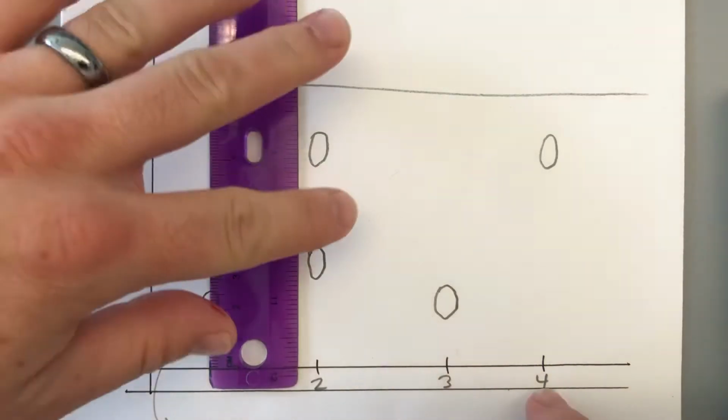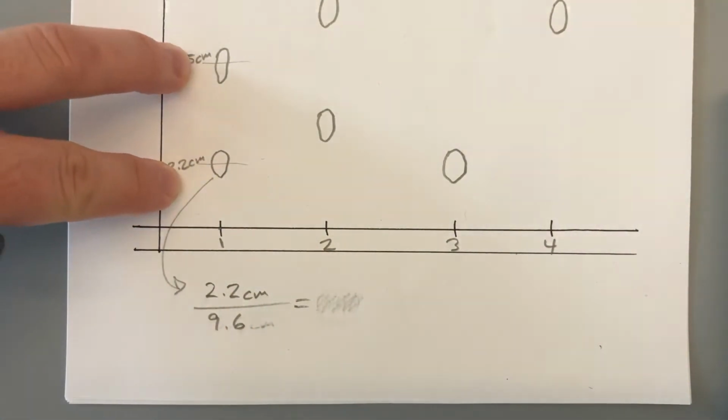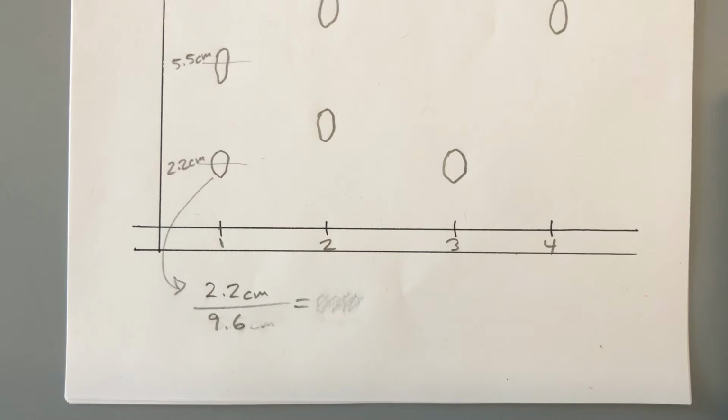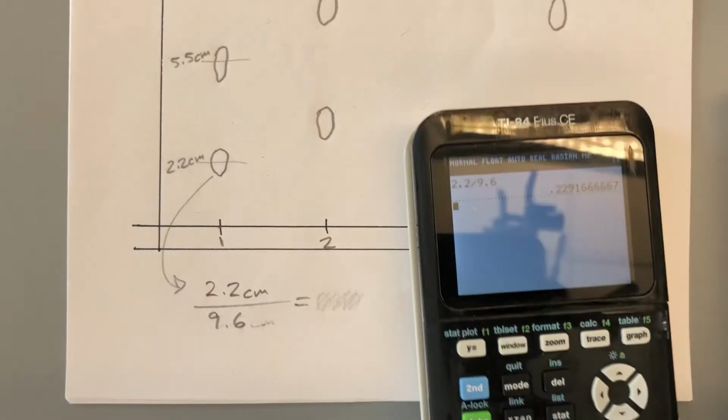Okay, now to do the calculation, what you're going to do is you're going to have 2 different retention factors because you have 2 spots. Each spot gets an RF value. What you're going to do is literally just take 2.2 divided by 9.6, and our relative value, 2 sig figs, would be 0.23.